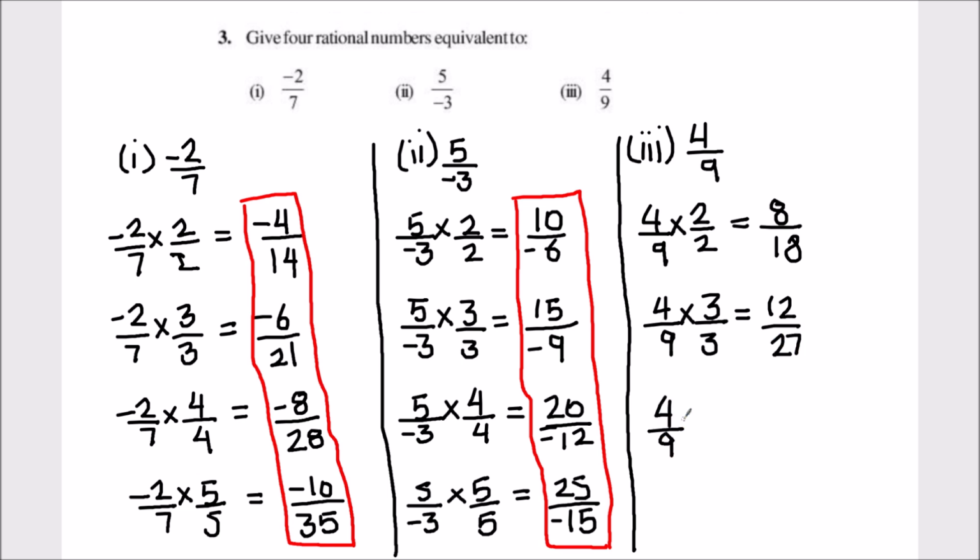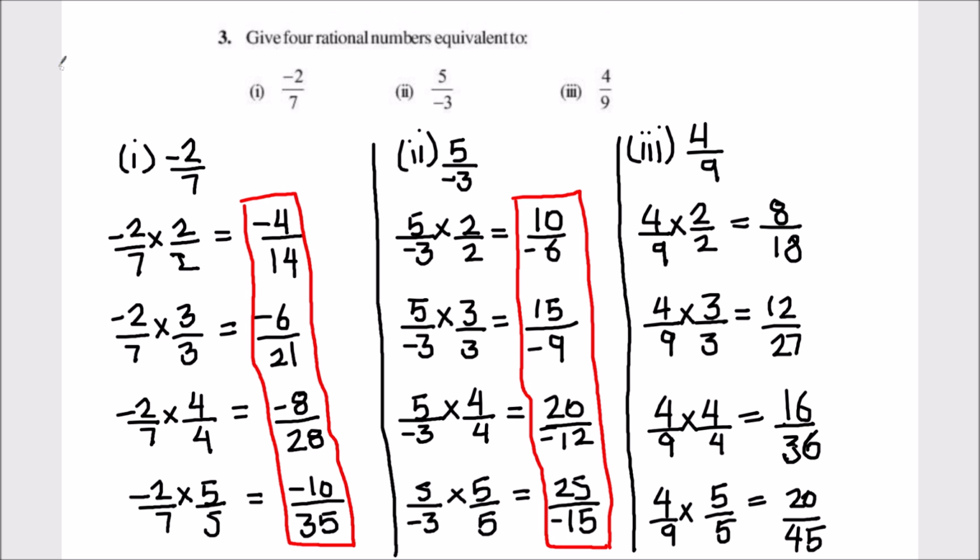Let's multiply and divide by 4. 4 times 4 is 16 and 9 times 4 is 36. And let's multiply and divide by 5 to get the last equivalent fraction. 4 times 5 is 20 and 9 times 5 is 45. So these are the 4 equivalent fractions to 4 over 9. Let's box these fractions and this completes our question number 3 of exercise 8.1, class 7th.